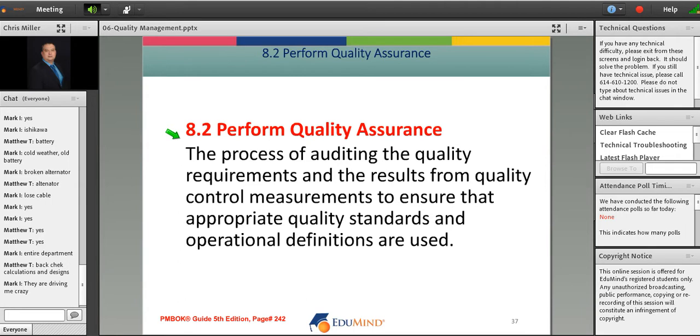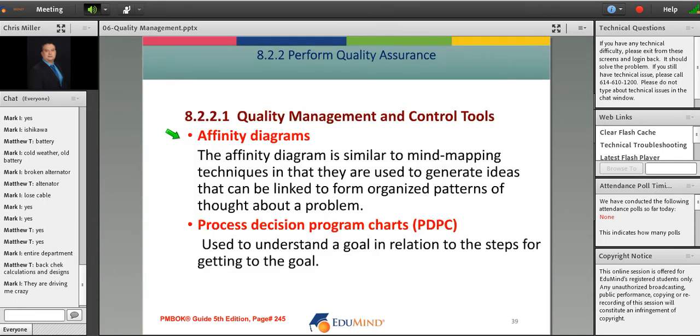I can see that happening. Oops, skipped a page here.